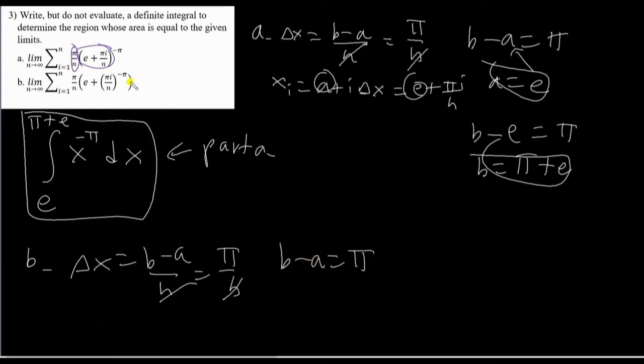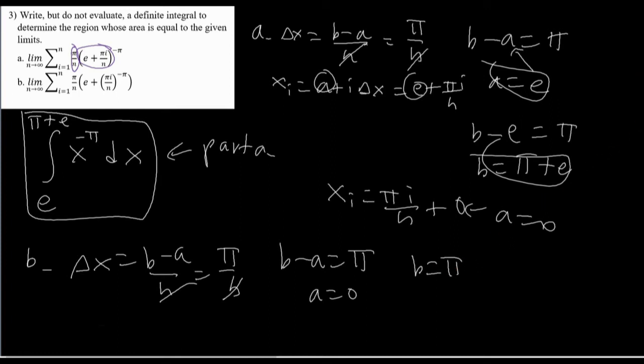But now look, we have a constant e plus this thing being raised to the negative pi power. This is really the x part of the function. This is just another constant that's along for the ride, but this is the x, and so our x sub i is only going to have the pi i over n plus, there's nothing being added, it's just adding 0. So our a is 0 actually here. a is 0, so b is going to be pi.